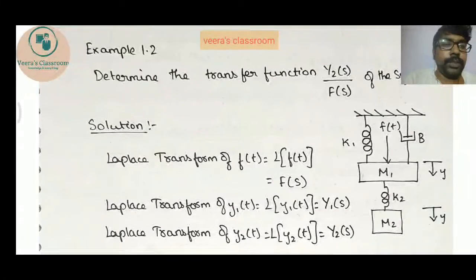Here the object termed m1 is the mass of the object, k1 is the elasticity, b is the frictional element, k2 is the elasticity between m1 and m2, and m2 is the mass of the second element.